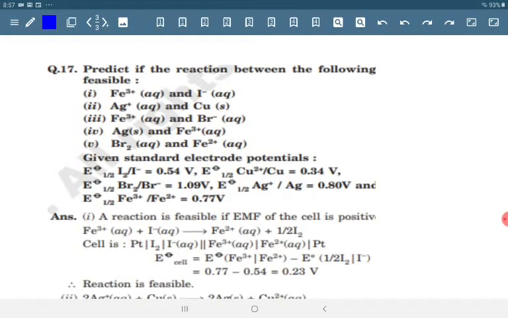Next numerical is: predict if the reaction between the following is feasible. First, Fe3+ and I-. This question, as you can see, has 5 parts, and you have to predict if the reaction between these two species is possible or not, and their reduction potentials are given here. The higher the value of reduction potential, the more is its tendency to act as cathode.